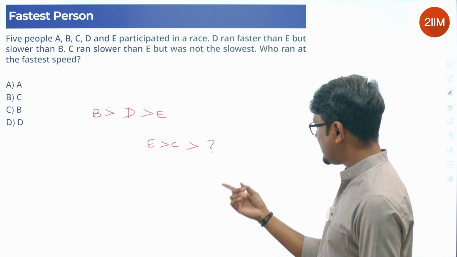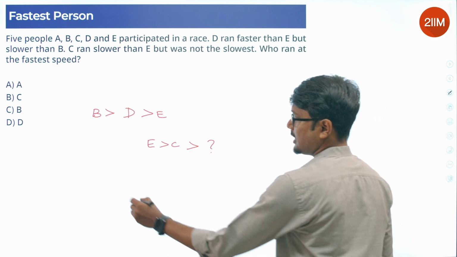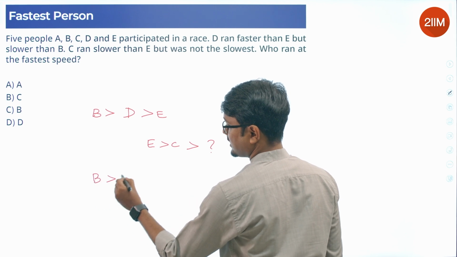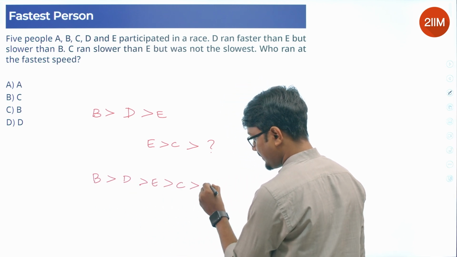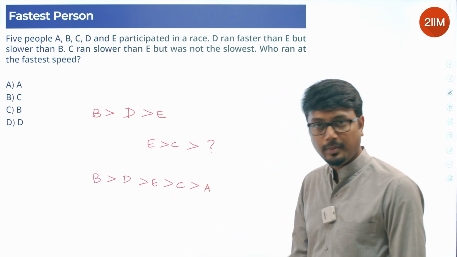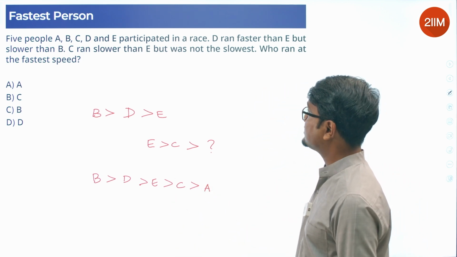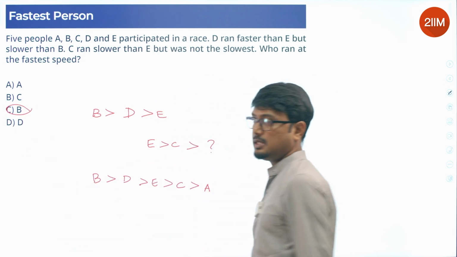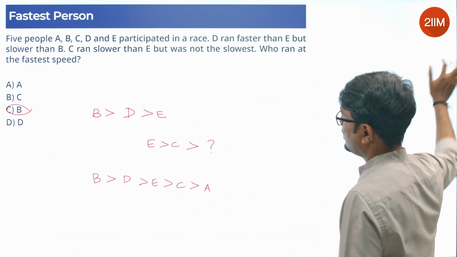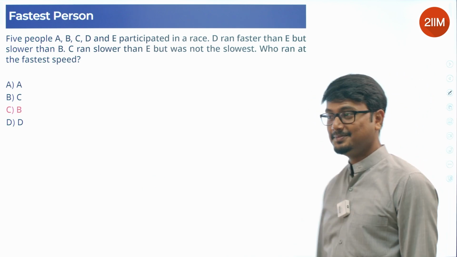B, D, E is there, C is there, A is missed out. Technically, it becomes B faster than D, faster than E, faster than C, faster than A. So A, B, C, D, E, 5 people filled out. Now, who is the fastest person? B. Option C should be the answer. We'll check it out. Yep, right answer.